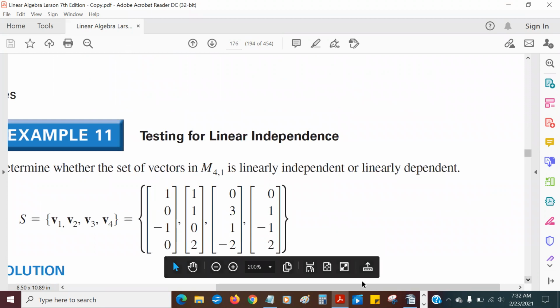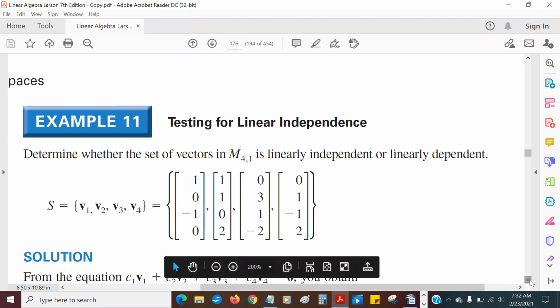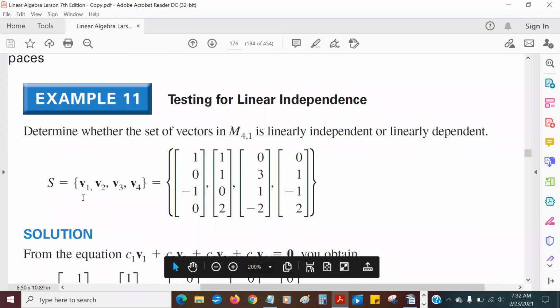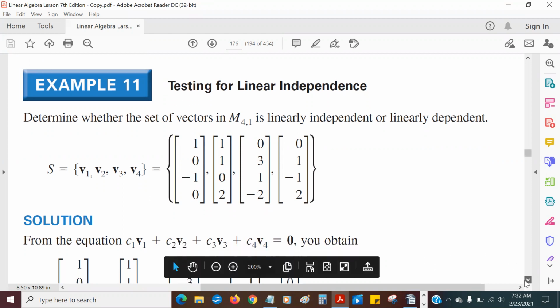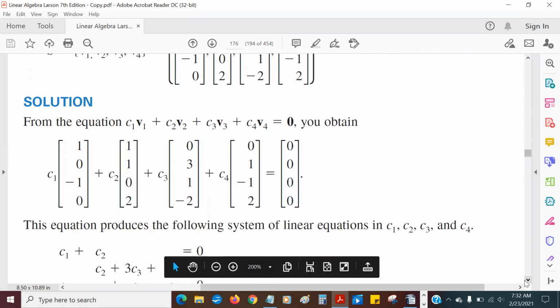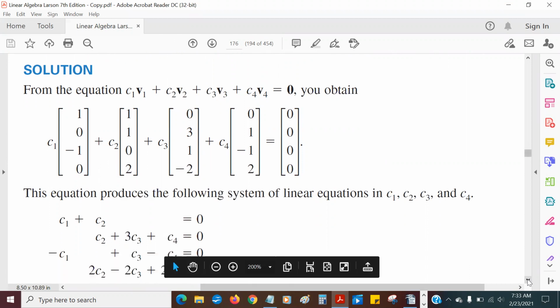Here's another one. It's starting to get tedious already, so I'm going to go through these quickly. I just wanted you to see what it looks like when you write your vectors as column vectors rather than as rows. But it's really the same thing. So we're looking at the matrices M4,1, which are basically these column matrices, or column vectors, or whatever you want to call them. I'm not going to go through all the steps of this like I did in the previous ones. I just want to run through it. So you take 4 coefficients, multiply each vector by a coefficient, and hopefully get the 0 vector. And that gives you this equation over here.